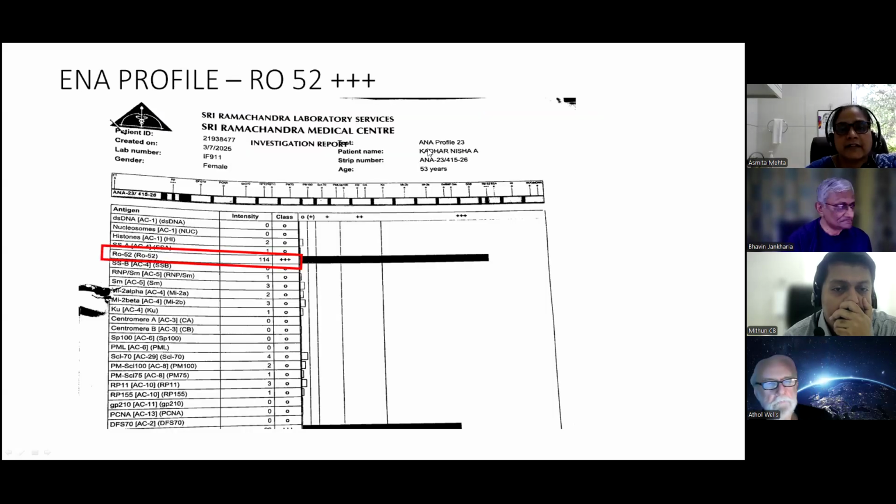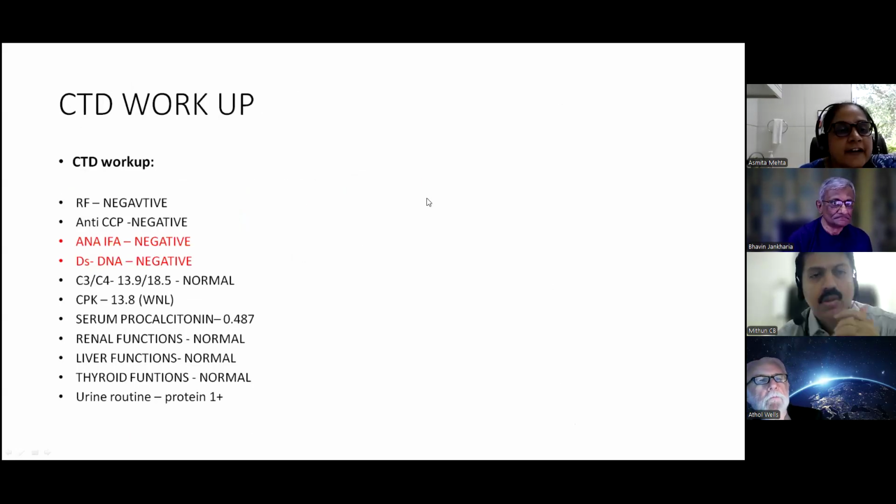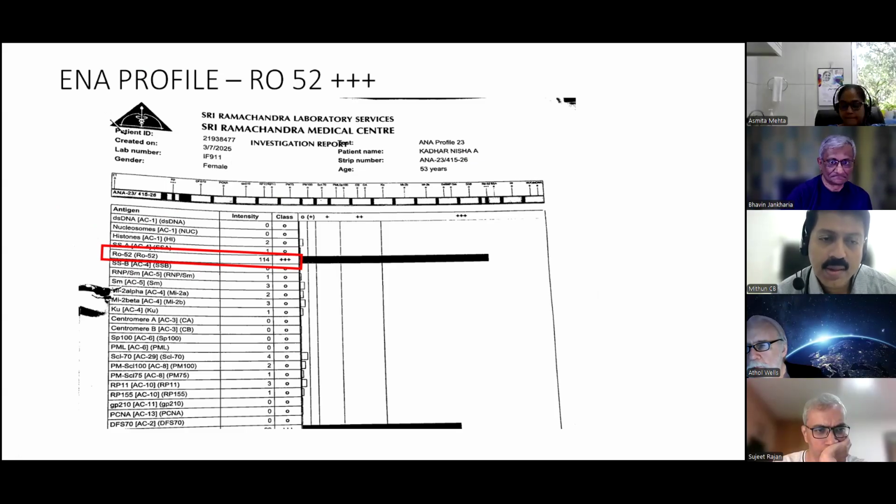Okay. I think we will ask Mithun. Mithun, this is the profile. These are the tests. What do you say? Yeah, the patient is having Ro52 very significant positivity, and you can get Ro52 positivity without ANA immunofluorescence positivity. That's a very well-known thing.